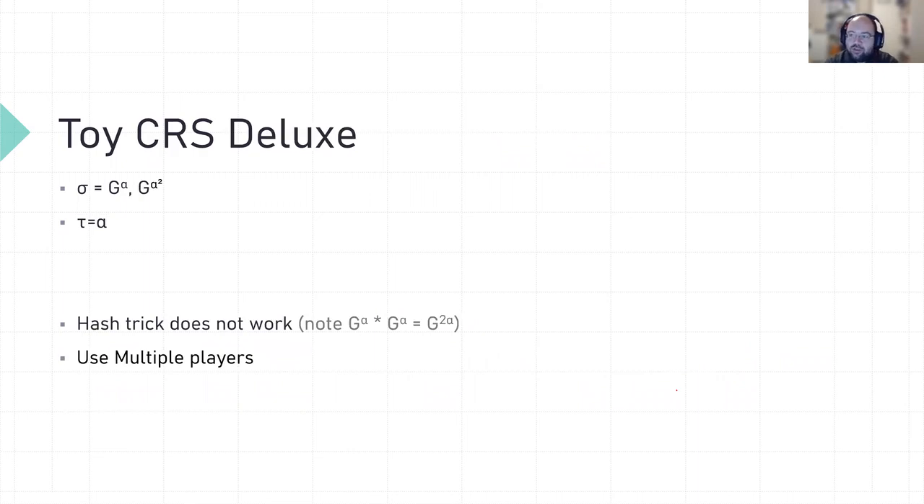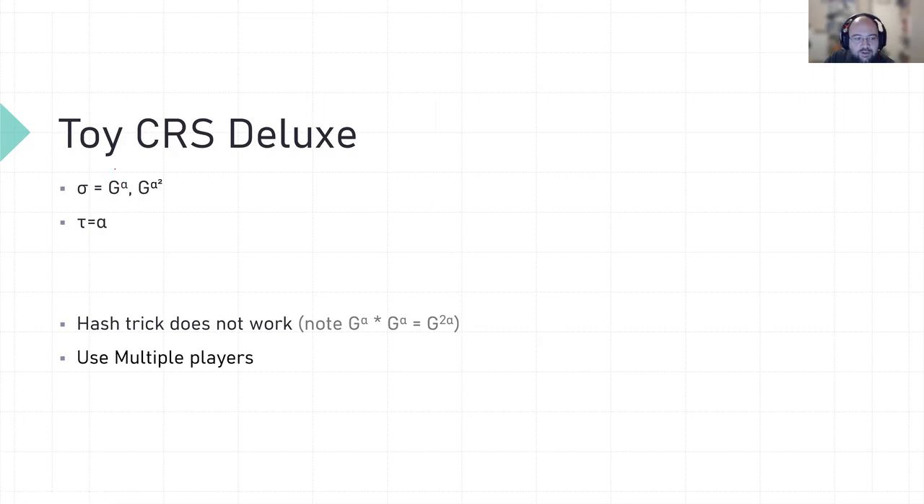Right, so let's look at something that's slightly more involved. And this would be a common reference string that looks like what, say, Plonk or Sonic uses. So here we have moved up to a common reference string that uses, well, 2 elements. But it's not any 2 elements. It's 2 elements that are related in a particular way.